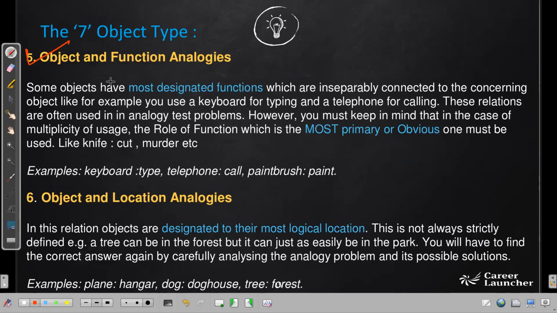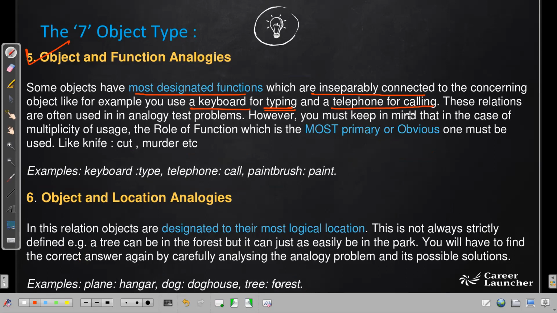Objects and function analogies. So objects have most designated functions which are inseparably connected to the concerning objects. Like for example, you use a keyboard for majorly typing. I can use a keyboard to hit somebody as well, but that's not the designated function of it. We use a telephone for calling.